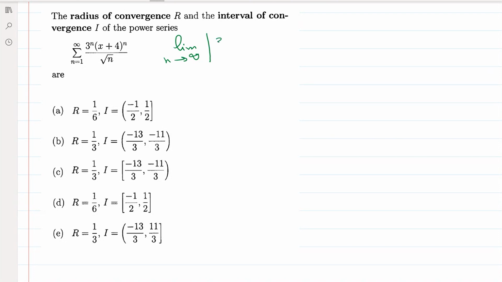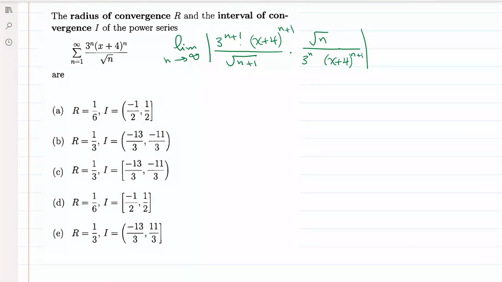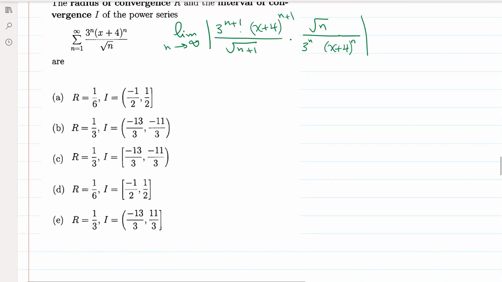Okay, 3 to the power n plus 1 times (x plus 4) to the power n plus 1, divided by root of n plus 1. I will multiply it by root n over 3 to the power n times (x plus 4) to the power n. Yeah, this one. This is n plus 1. You are right.